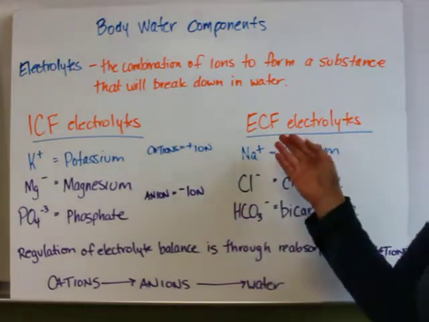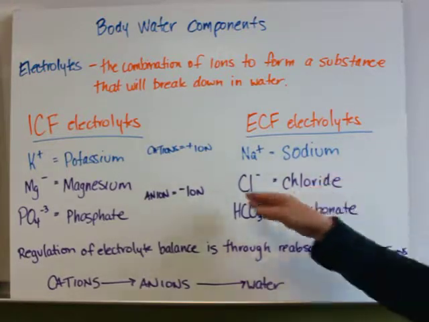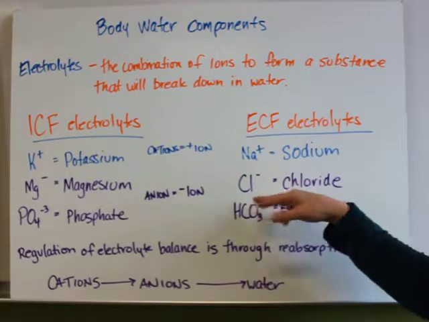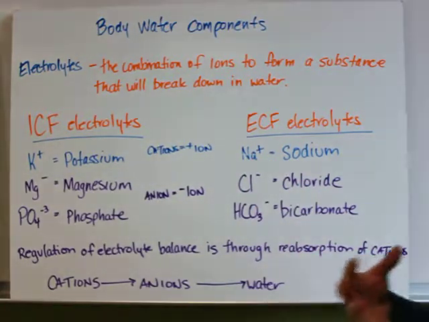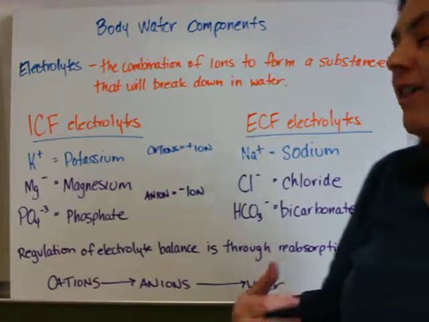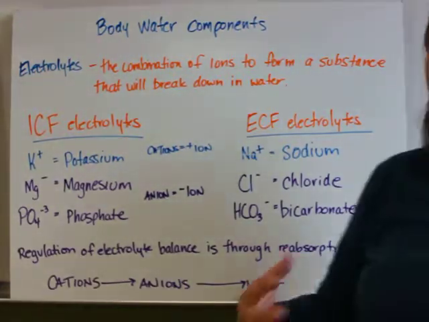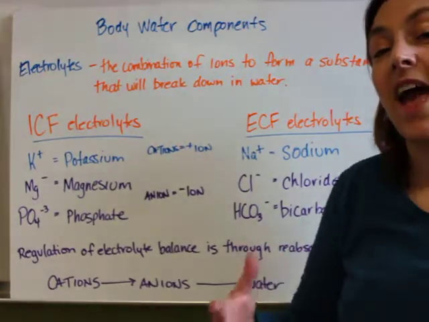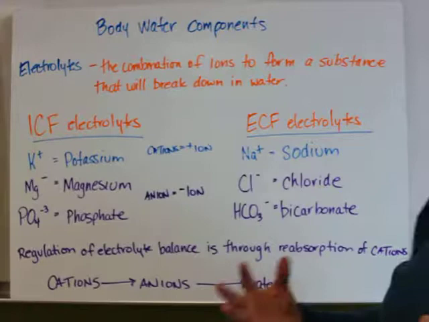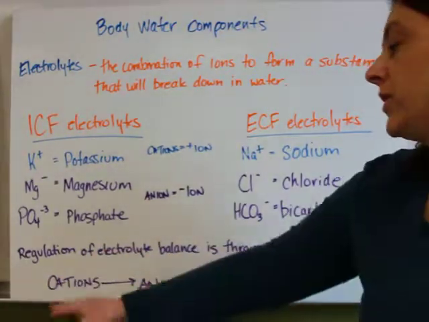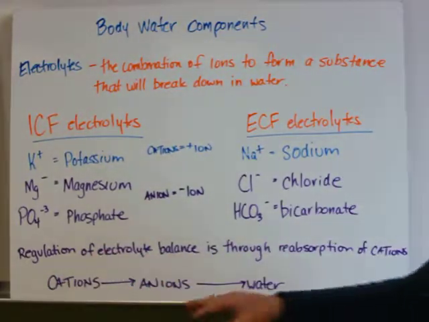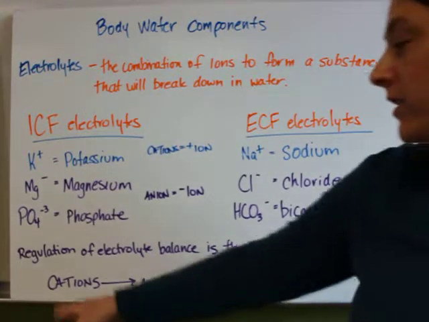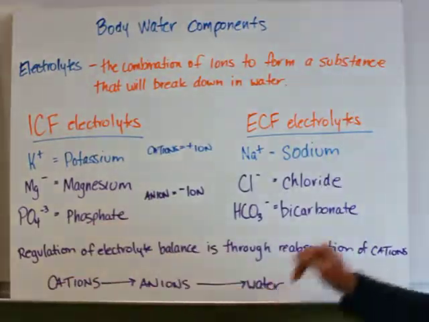Okay, then we have extracellular fluid electrolytes, and those are sodium, chloride, and bicarbonate. Basically, it's the regulation of electrolyte balance that causes the absorption, okay? And it's usually the reabsorption of cations. So how it goes is the cations are absorbed first, followed by anions, and then there is water. So it goes like this: cations first, anions, and then water.